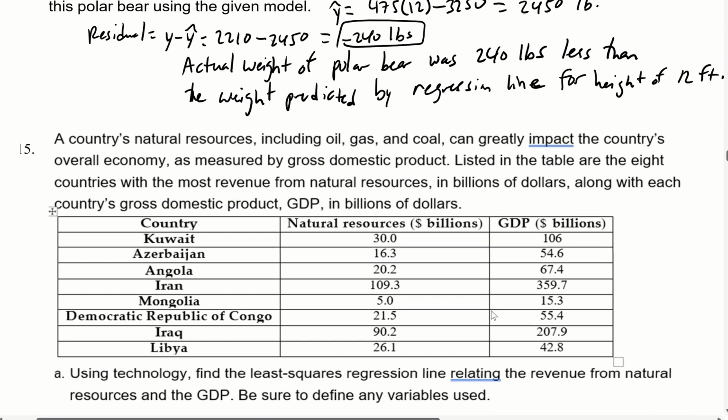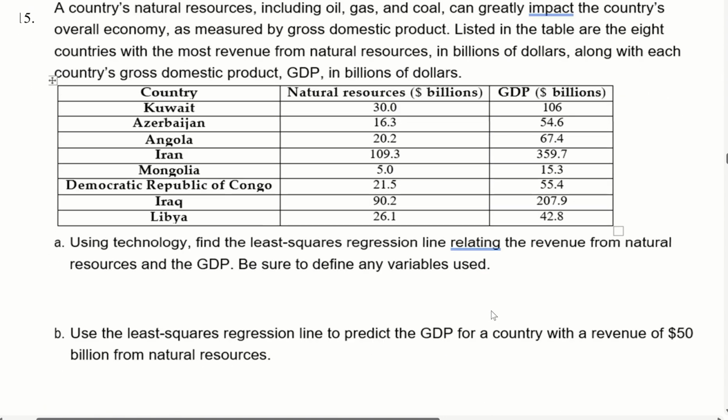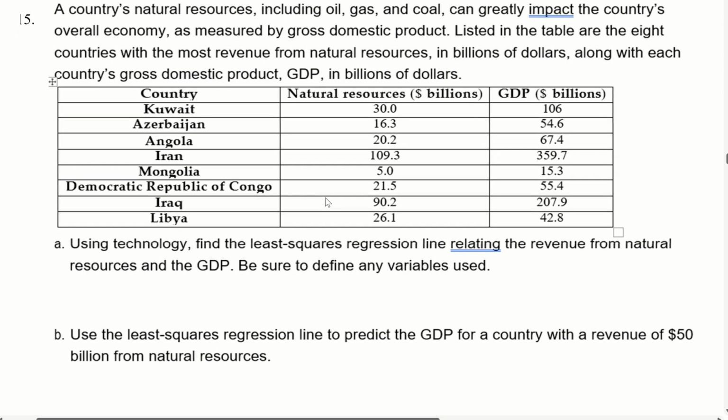All right, so number 15, a country's natural resources. Okay, so oil, gas, and coal can greatly impact the overall economy, which is the GDP. All right, so using technology, find the least squares regression line relating the revenue from natural resources and the GDP. Be sure to define any variables used. Okay, so the natural resources influences the GDP. So that's X and then that's Y. All right, so this is going to be list 1, list 2. We're going to plug this into the calculator.